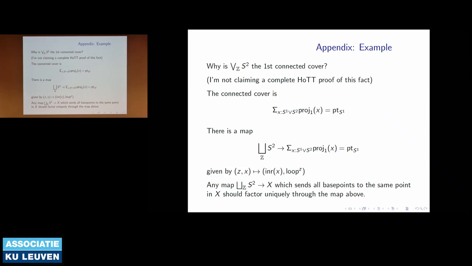And now there's a map from the coproduct of Z many copies of S2 into this sigma type, where we take the point X in S2, in the Z-th component of the coproduct, to the right inclusion of that point in S2 together with the loop Z many times, because remember that this projection takes every point in S2 to the base point of S1, and loops on S1 are the same thing as Z. So finally, I think any map from here into another type, which sends all the base points to the same point, should factor uniquely through this map, and that would be a proof that this type satisfies the universal property of this type, and so that they're equivalent.